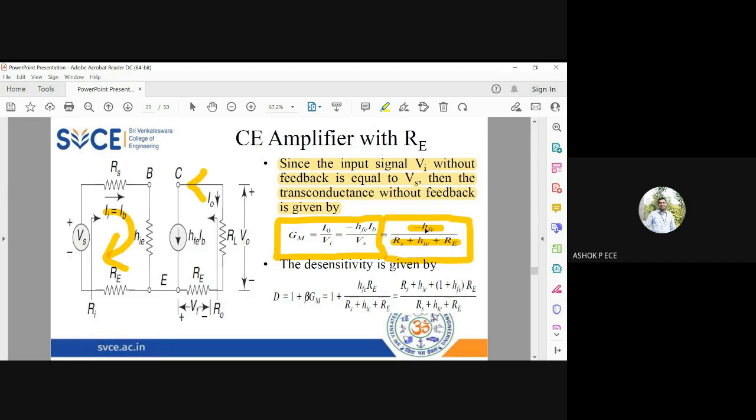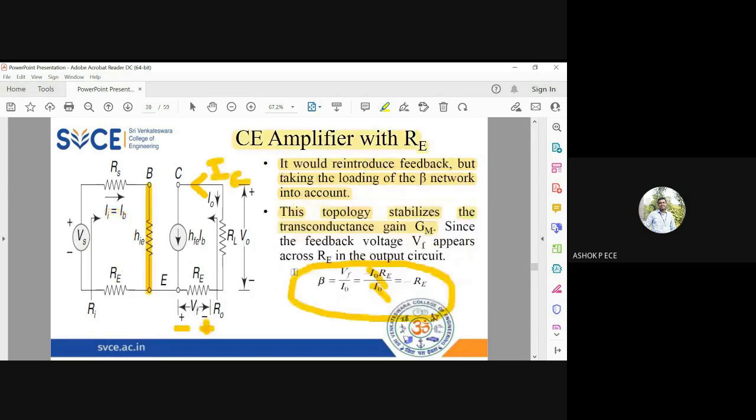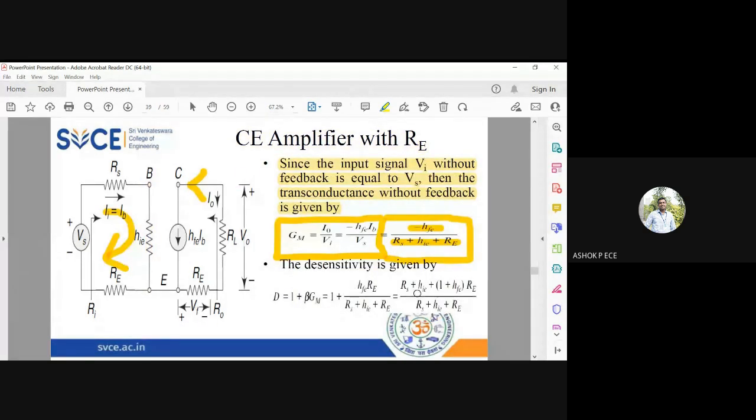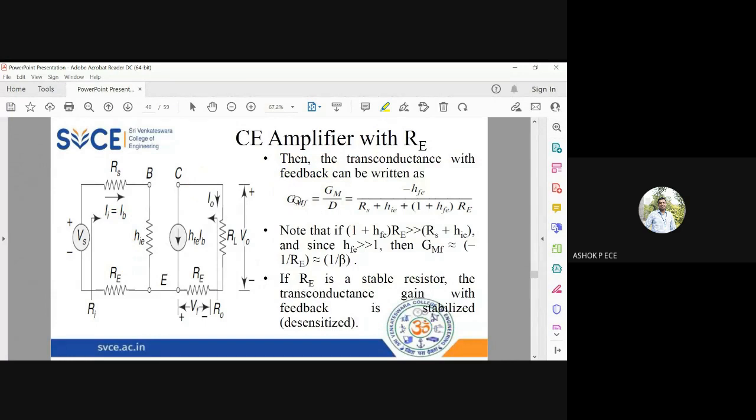So Gm is the expression we have derived and beta is minus RE. So substitute everything, take LCM and have it as a fraction. So this is going to be your D desensitivity. Now for finding out Gmf equal to Gm by D, divide the Gm expression we have by the D expression we have, and you get minus hfe divided by Rs plus hie plus 1 plus hfe into RE.